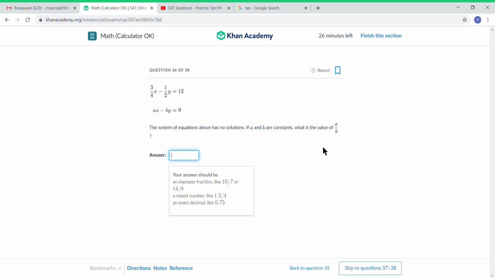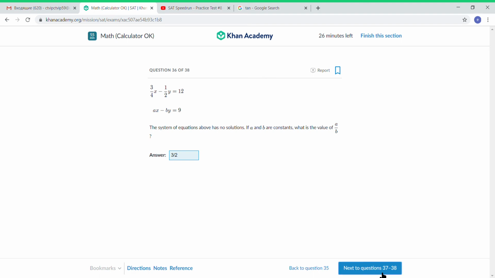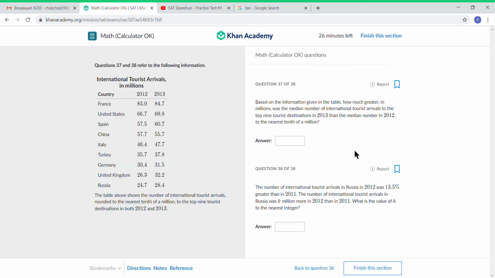The system of equations has no solutions. A and B are constants. What's the value of A or B? Okay, so basically they don't cross. So as long as those are the same, we're good. So 3 over 4 over 1 over 2. So it's going to be 3 over 4 times 2 over 1, which is 6 over 4. What is 6 over 4? It's 3 over 2. It's a bad question.